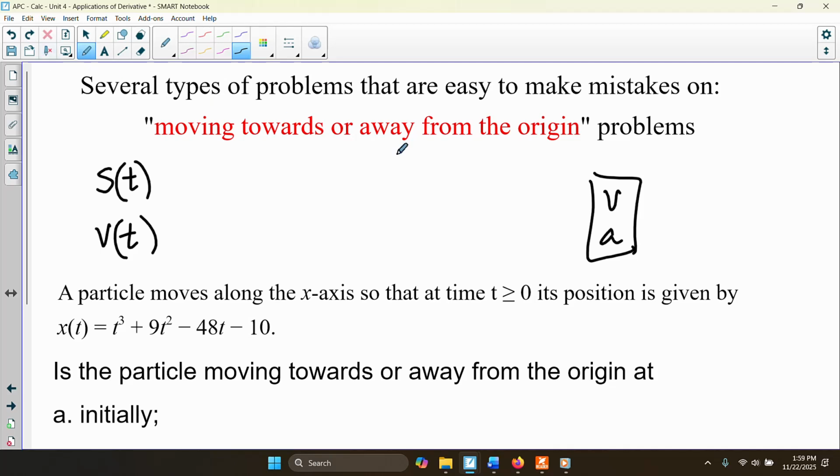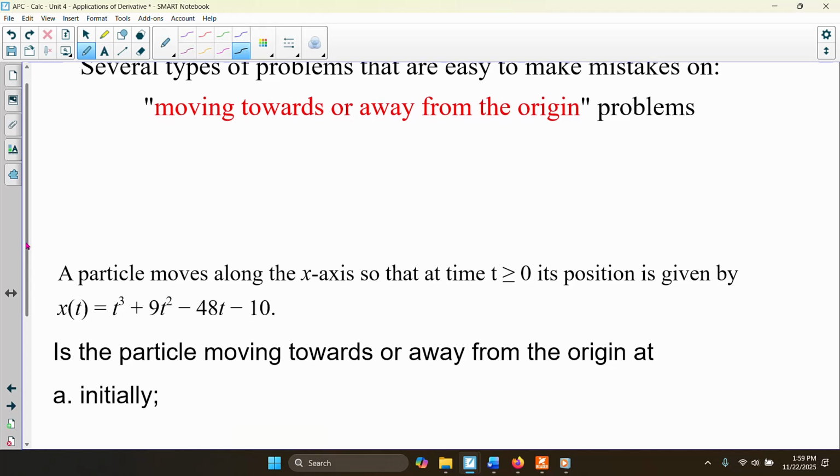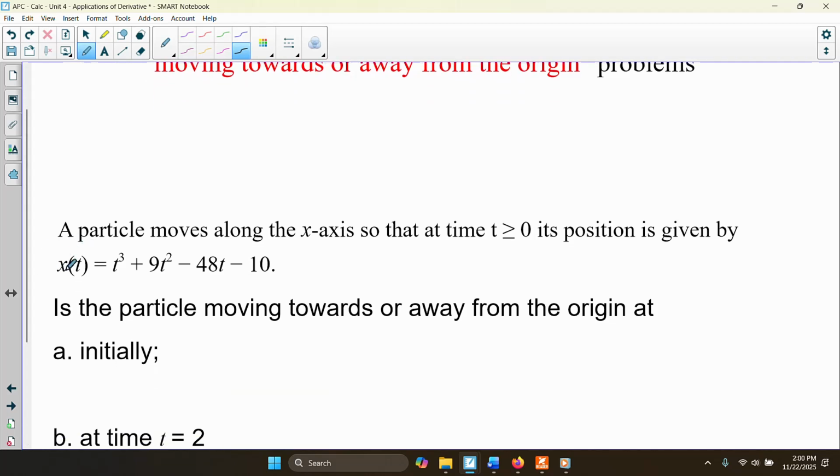So let's clear this out and do a problem. All right, let's start. You're given a position function, and the question is whether the particle is moving towards or away from the origin at a particular time. In this case, the word is initially, meaning that time equals zero. So what do we need? We have a position function, so we need a velocity function, v of t. In this case, it's pretty straightforward. It's just the power rule, so the derivative is 3t squared plus 18t minus 48.